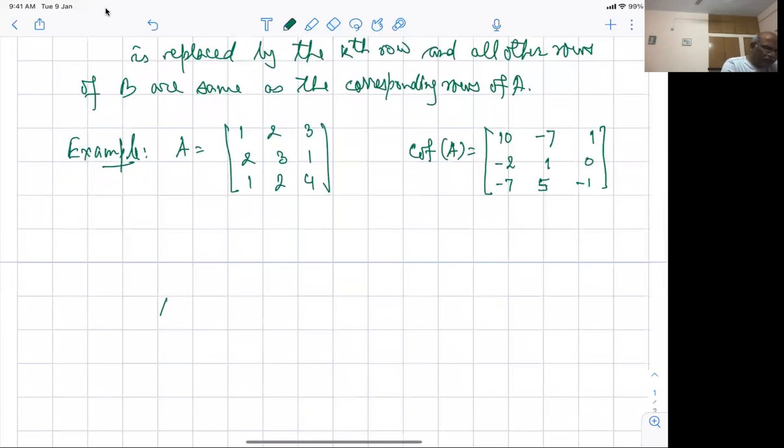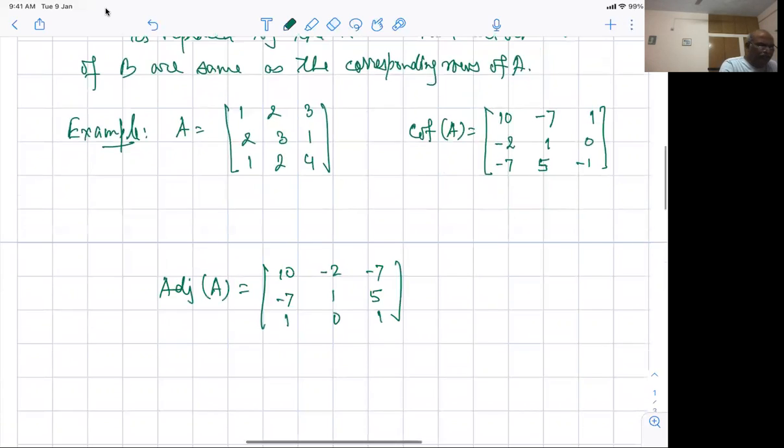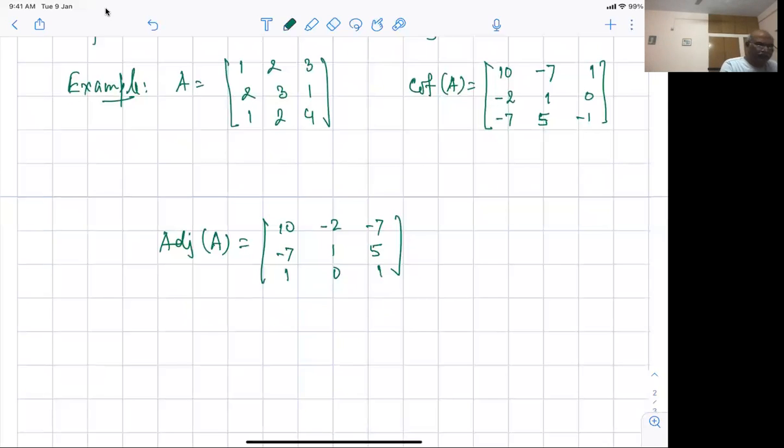And therefore the adjoint of A will be equal to the transpose of this. So it will be 10, minus 7, 1, minus 2, 1, 0, minus 7, 5, and 1. Just be careful, that's all, and verify whether I've done things correctly or not. So let us compute A times the adjoint of A.